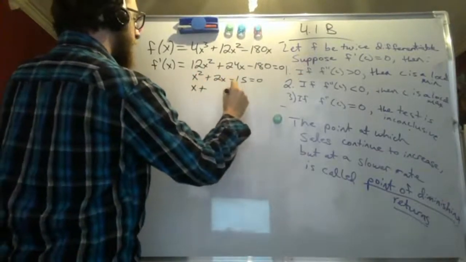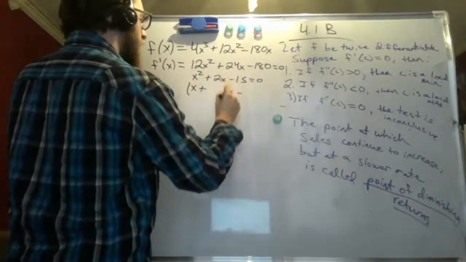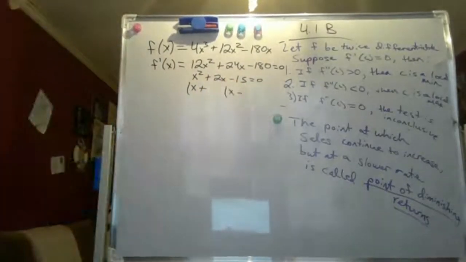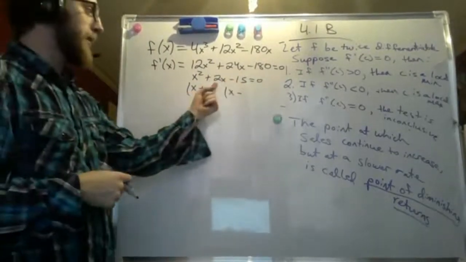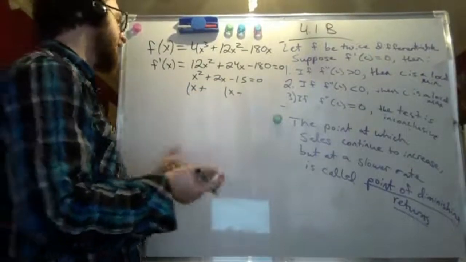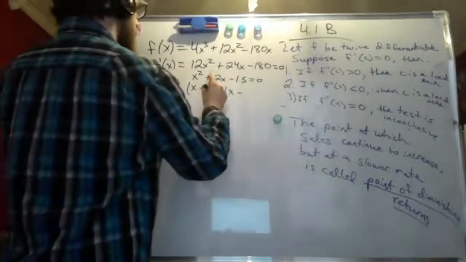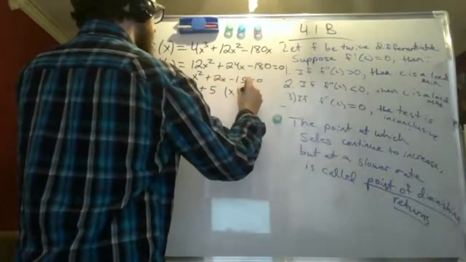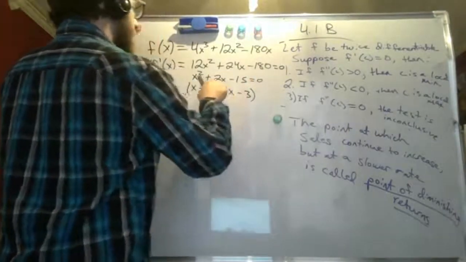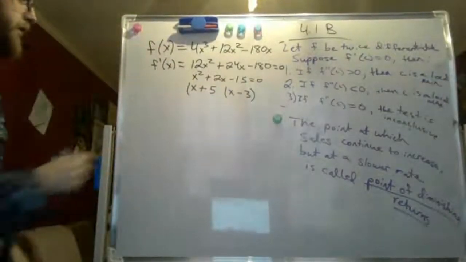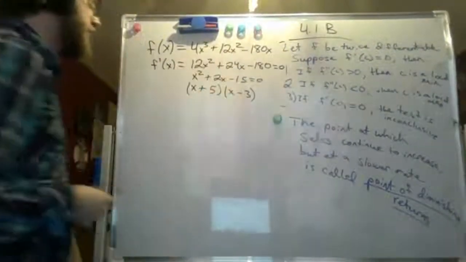So x plus and an x minus. Factors of 15 that can add or subtract to make 2. Let's see, factors of 15, 5 and 3. In fact, if I do a positive 5 minus 3, that'll give me a positive 2 in the middle. And so we're good. Now we factored it.